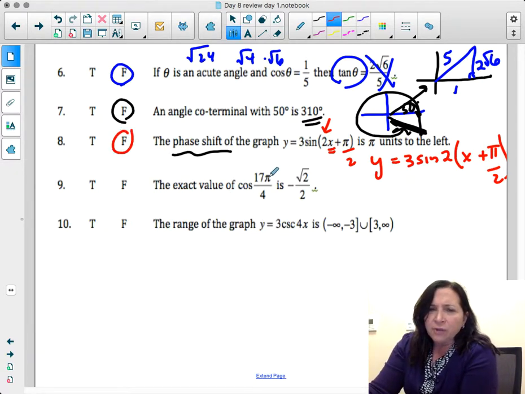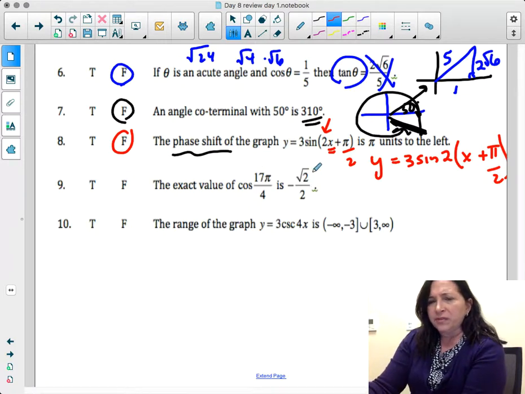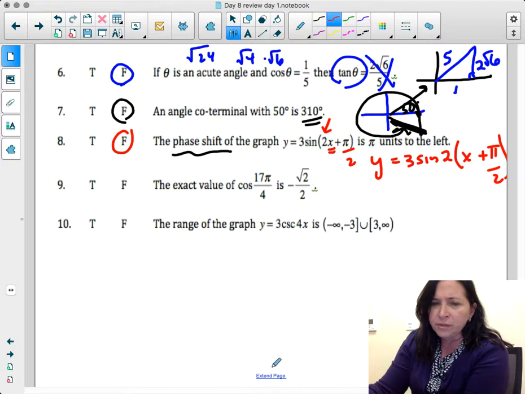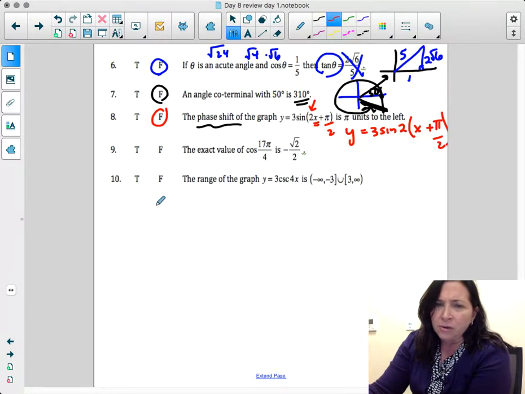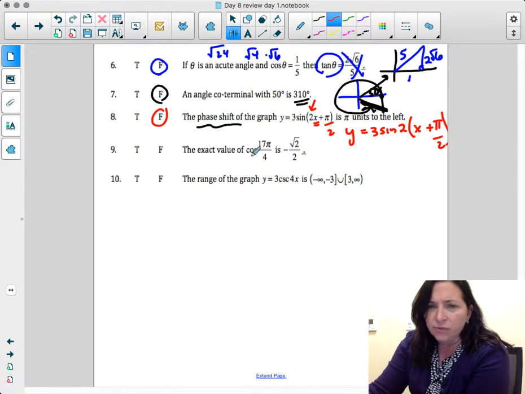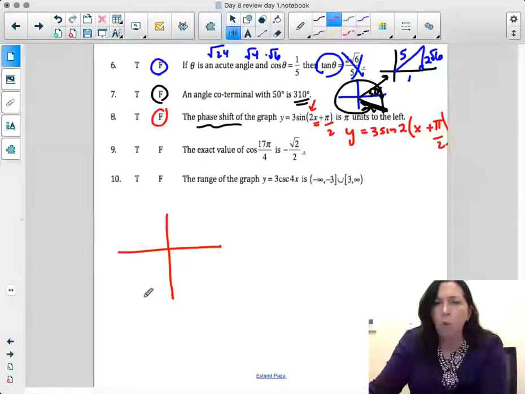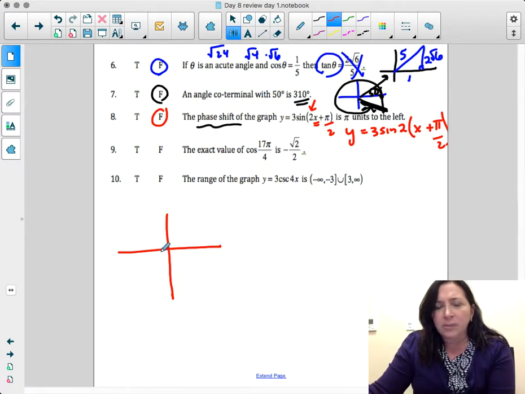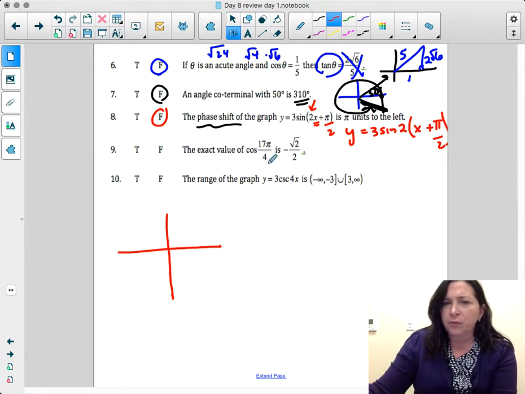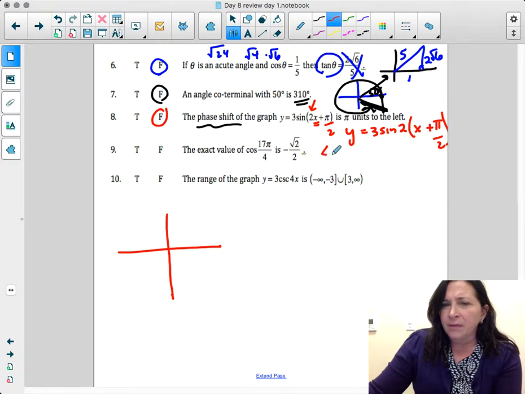The exact value of cosine of 17 pi over 4 is this value, negative root 2 over 2, true or false? Well, something to remember about cosines and sines for 45-degree angles. Regardless of which quadrant we're in, the base value for a cosine or a sine is root 2 over 2. Now, depending on what quadrant we're in will depend on whether the value is positive or negative. So we're looking for this. Now, 17 pi over 4, how many times does 4 go into 17? I believe it goes in 4 times with 1/4 left over, correct?